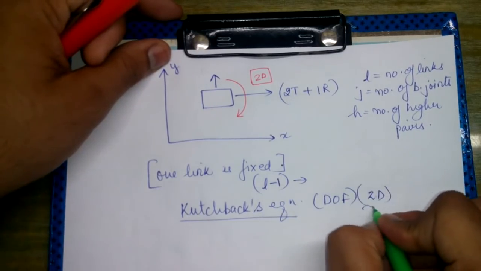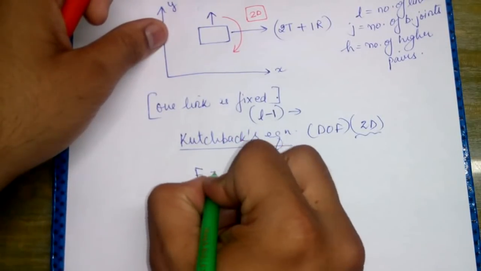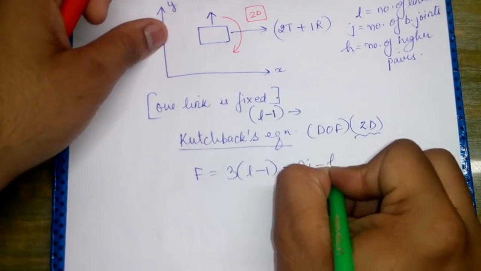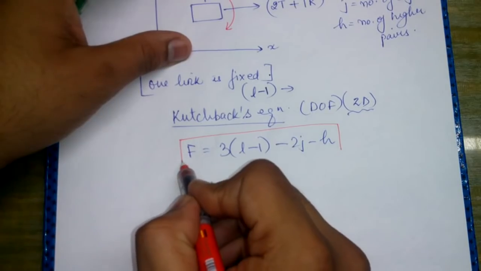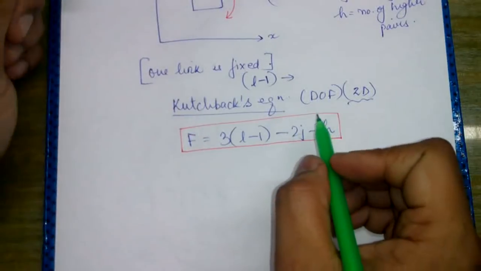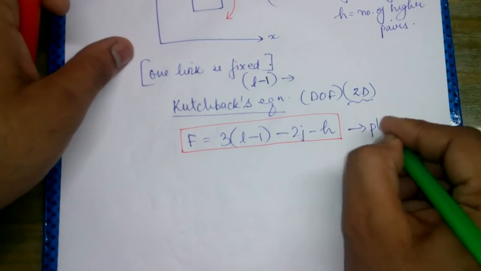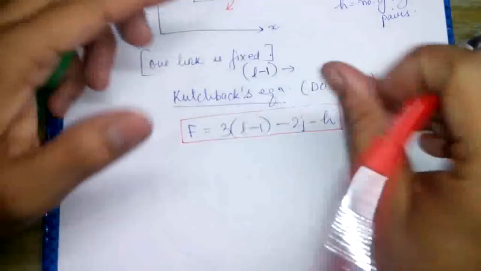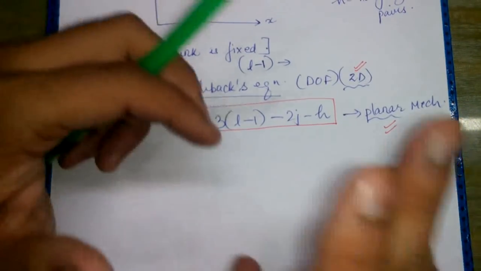Please mind, he gave his analysis only for 2D structures, and the degree of freedom F was 3 into L minus 1 minus 2J minus H. This is known as the Kutzbach equation, and by using the Kutzbach equation we can easily find out the degree of freedom of a planar mechanism. Please mind, there are 2 important points, that is planar mechanism and 2D structure. It can only be used for planar mechanisms and 2D structure.